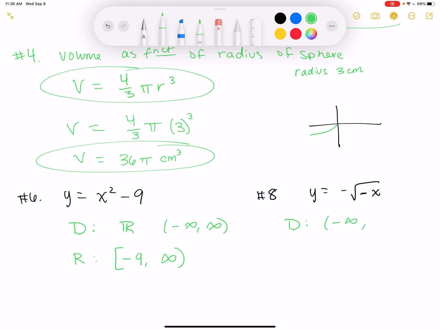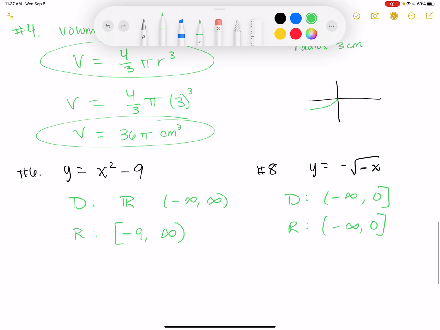Negative infinity to 0, and we will include 0 because obviously we can take the square root of 0. And then the range for that would be what? Yep, it's going to be the same thing, negative infinity to 0. Okay, because technically it may not look like it in the picture, but if you kept going out to infinity, your graph is going to just keep going down, and so that's where that's coming from to cover all of those.